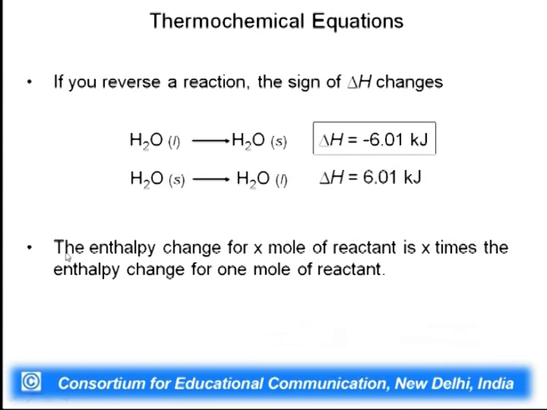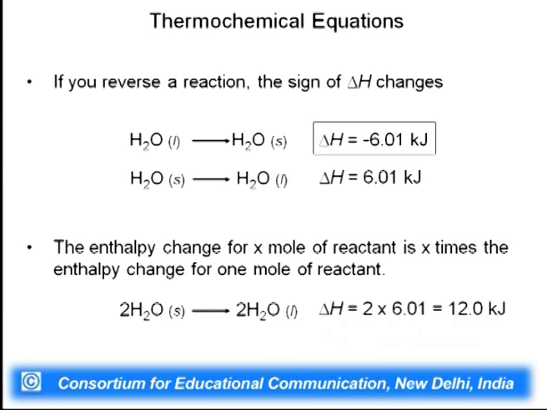Now, the second important thing to remember is that the enthalpy change for X moles of reactant is X times the enthalpy change for 1 mole of reactant. So, if I just multiply this by 2, for a reaction where 2 molecules of water in solid form are going to 2 molecules of water in liquid form, you can calculate delta H, and in this case it will be equal to 2 multiplied by 6.01, which is 12 kilojoule.